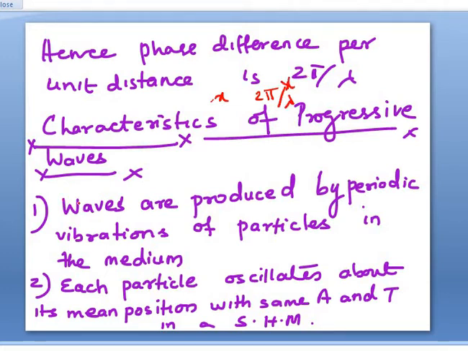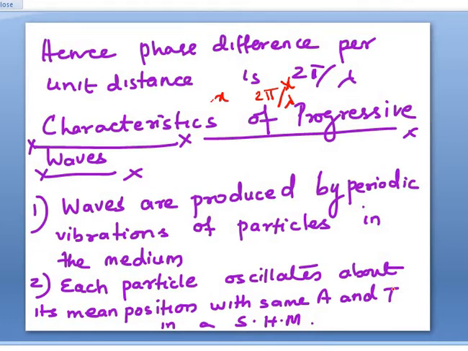Now here we were discussing progressive waves, so we will discuss the characteristics of progressive waves. Waves are produced by the periodic vibrations of particles in the medium. Each particle oscillates about its mean position with the same amplitude and time period, like in a simple harmonic motion, that is to and fro motion. The wave is a disturbance, and the particles move to and fro in simple harmonic motion.